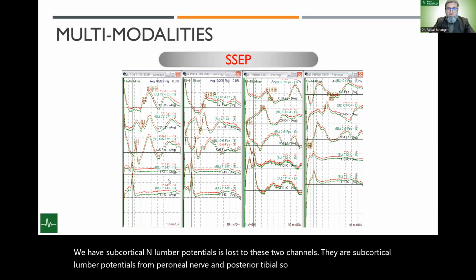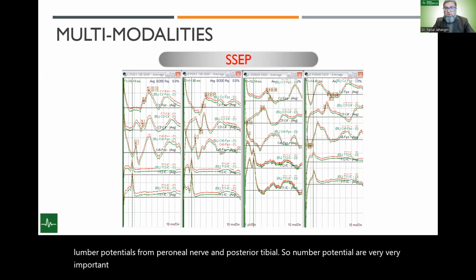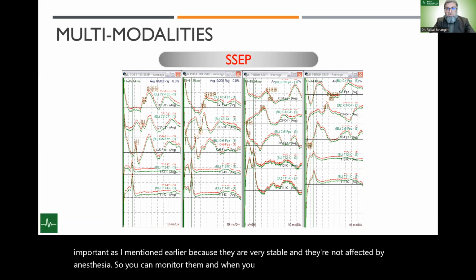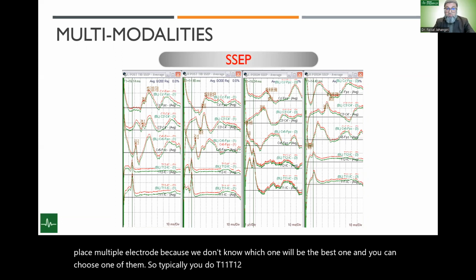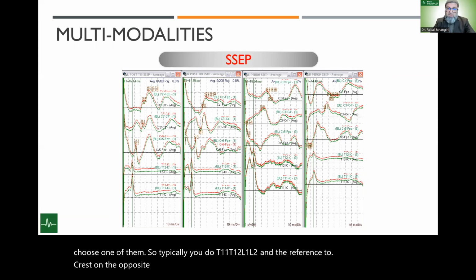Lumbar potentials are very, very important, as I mentioned earlier, because they are very stable and they are not affected by anesthesia, so you can monitor them. When you're monitoring them, you have to place multiple electrodes, because we don't know which one will be the best, and you can choose one of them. So typically you do T11, T12, L1, L2, and refer to the iliac crest on the opposite side, not the ipsilateral, because that will be at the site of surgery.